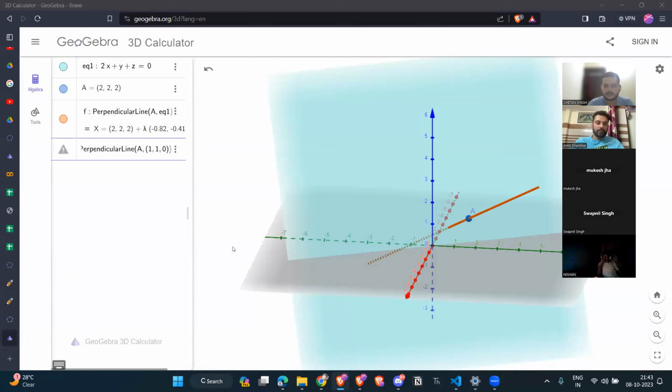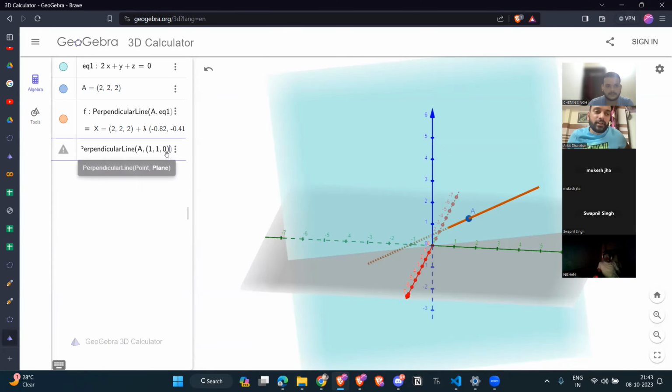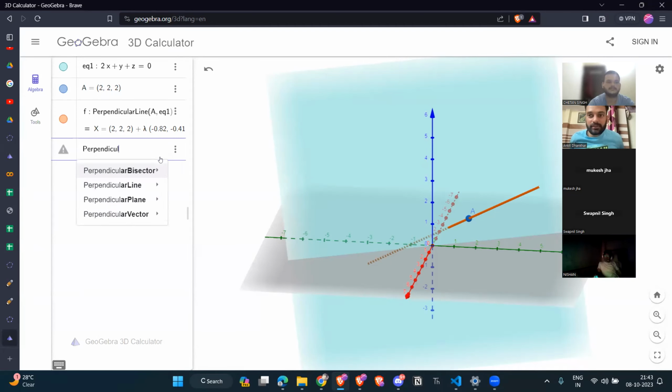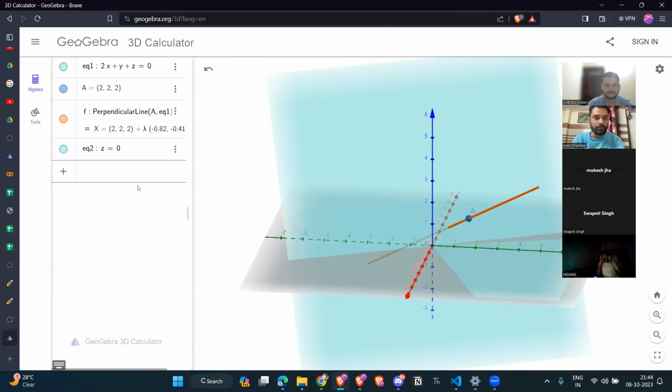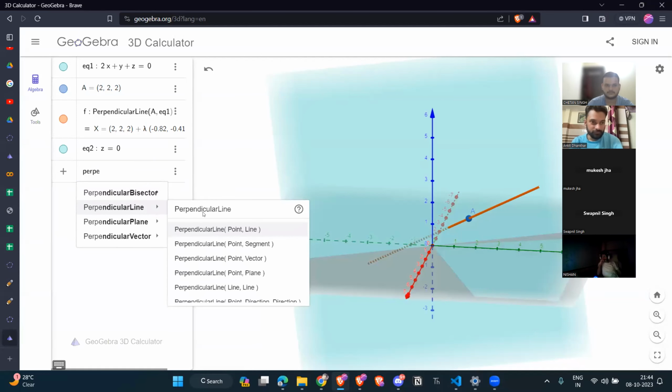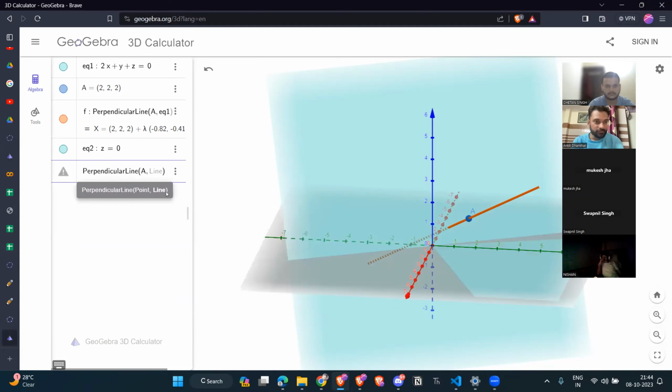Ankit, can you repeat yourself? Yeah, just define another plane given by the equation z equals 0, and draw a perpendicular line from A to that plane. So you're saying another equation where z equals 0. Okay, now you have a base plane. Now you draw a perpendicular line between A and this plane, from the point to the plane.